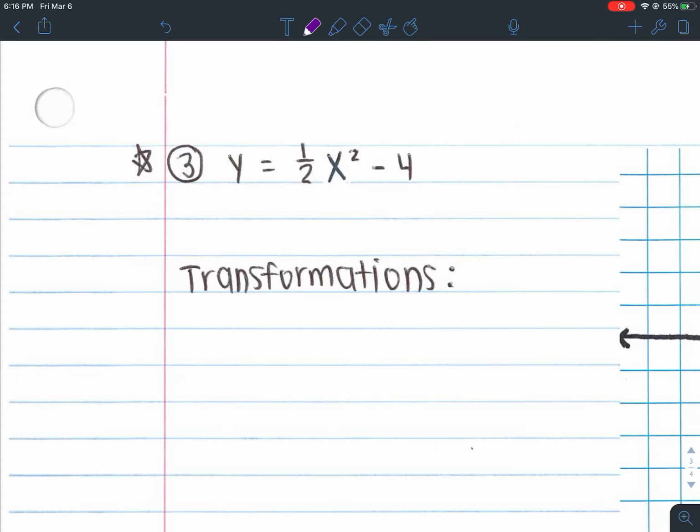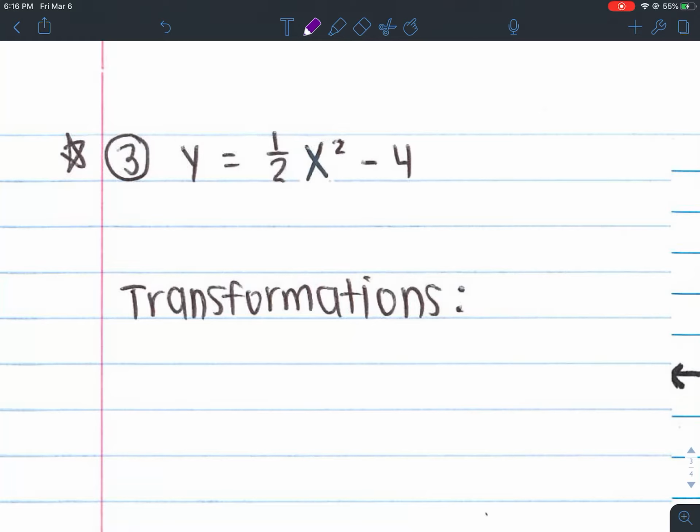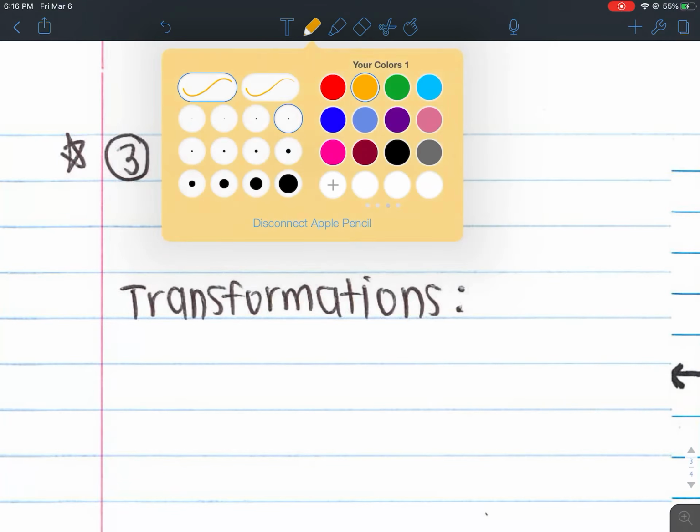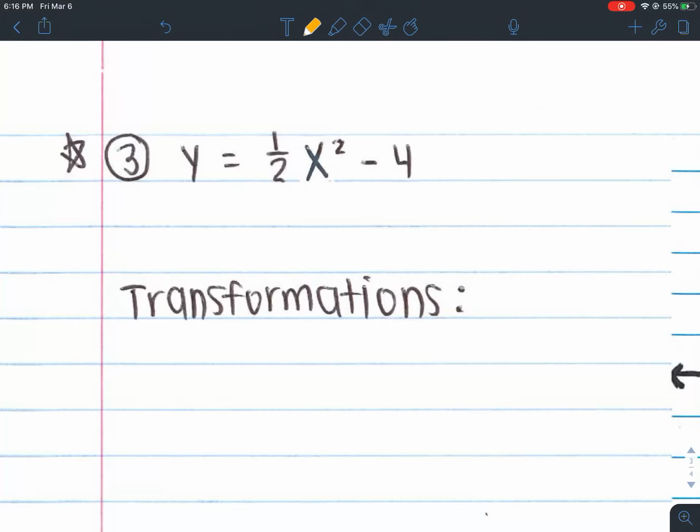It looks like standard form, right? But it is in vertex form. It's just in disguise. And I'll show you what it's disguised as. Really, let's use pink. It's actually y equals 1/2 parentheses x plus 0, minus 4. So why do you think they didn't write the parentheses here?